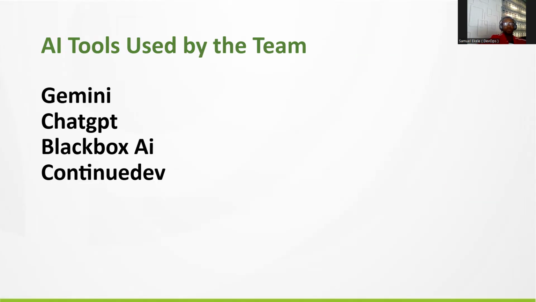What are the AI tools that we use? Some of the AI tools we use to boost our productivity include Gemini, ChatGPT, Blackbox AI, and Continue.dev, and we also use Copilots in our VS Code.